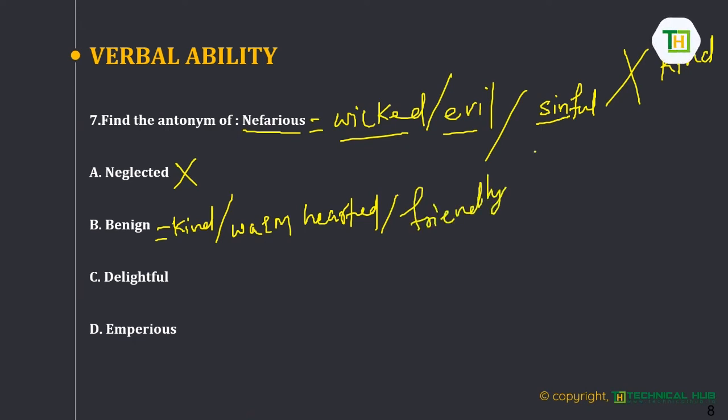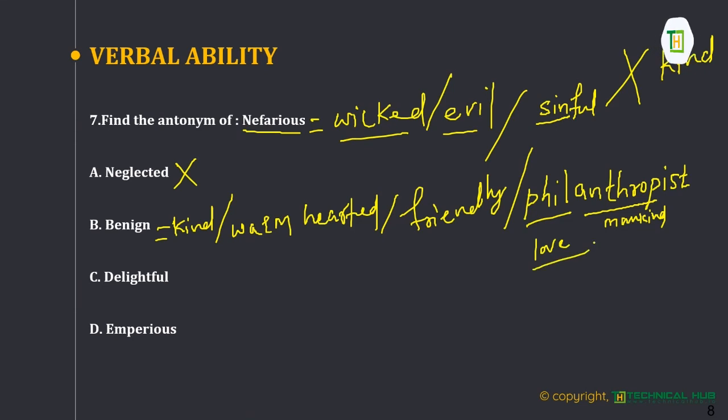Such people are also called philanthropist. Please try to remember this word: philanthropist. Actually, anthrop means human being or mankind. Try to remember, anthrop means mankind. Phil means love of something. So the one who loves mankind is a philanthropist.